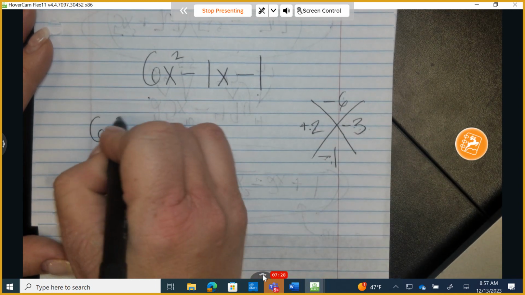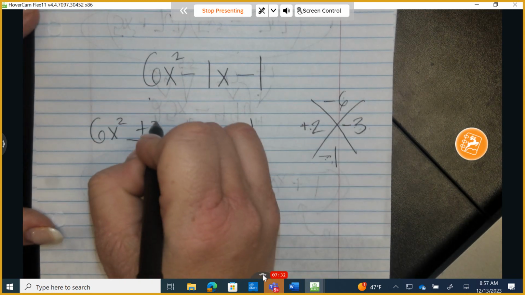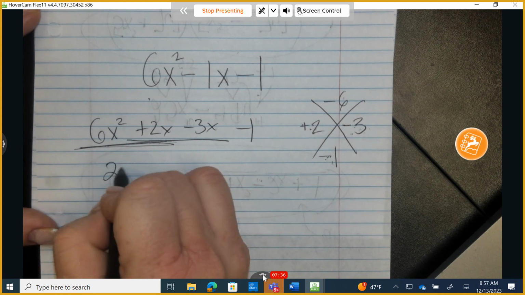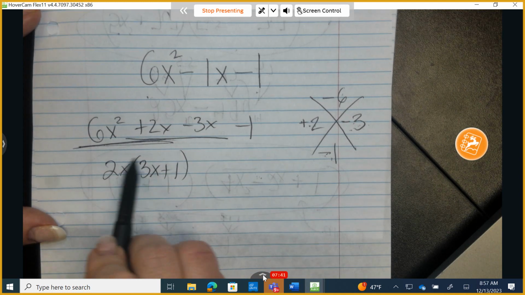So I'm going to use the AC plus B method since the majority of students prefer that method. I'm bringing down a positive 2x and a negative 3x. I can factor out a 2x to get 3x plus 1. And let's make sure I did the math right. Multiplies.